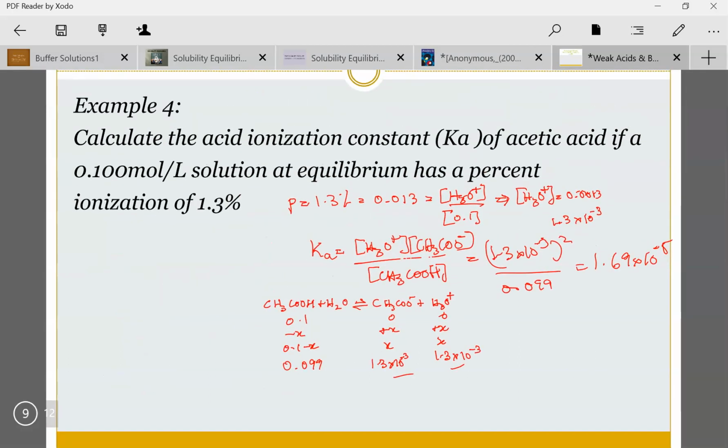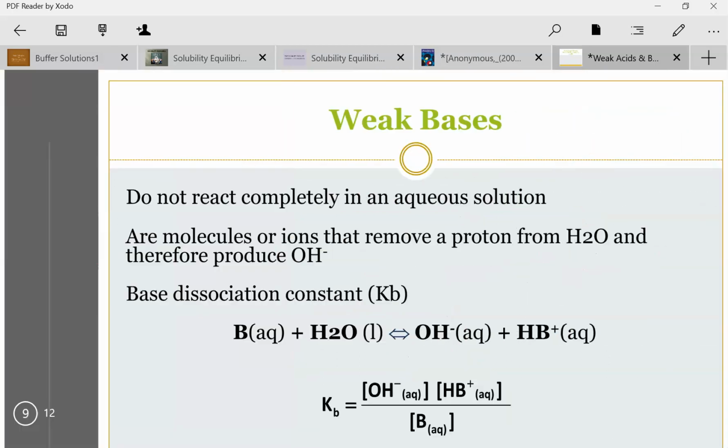Right, so that was the way to do it. I didn't really have to draw this ice table. I knew this starting off. I just have to square this and divide it by my initial concentration. But the ice table was the proper way to do it. So yeah.